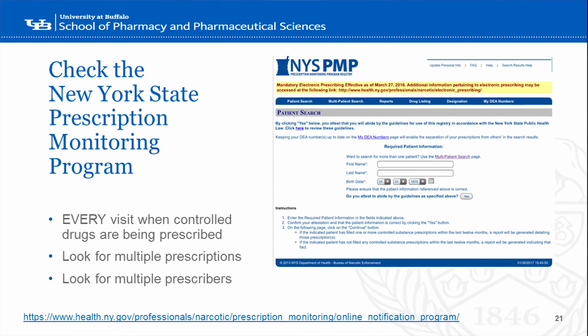Check the New York State Prescription Monitoring Program. At the time of every visit when a controlled substance is prescribed, it's important to check the prescription monitoring program to look for physicians who are also prescribing controlled drugs to your patients. So you're looking for multiple prescribers and multiple prescriptions.